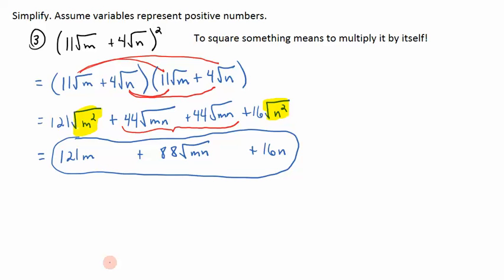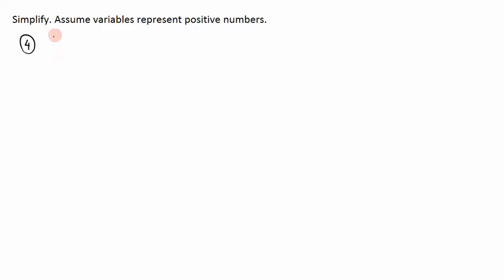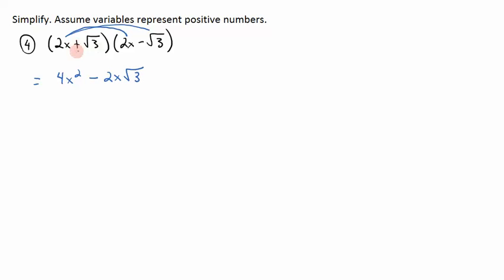Let's look at one more example. Let's say we have 2x plus the square root of 3 times 2x minus the square root of 3. So again, we're going to distribute. 2x times 2x is 4x squared. 2x times negative square root of 3 is negative 2x square root of 3. Then I take square root of 3 times 2x, which is positive 2x square root 3. And square root of 3 times negative square root of 3 is negative square root of 9.